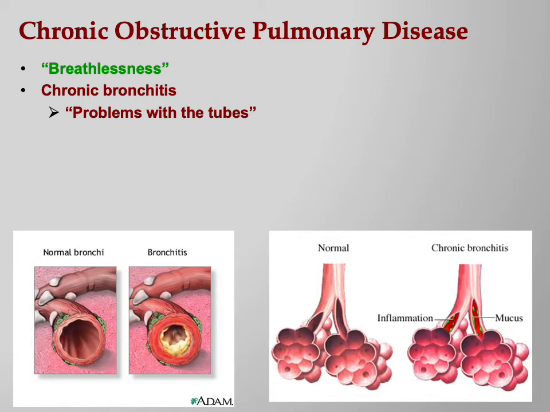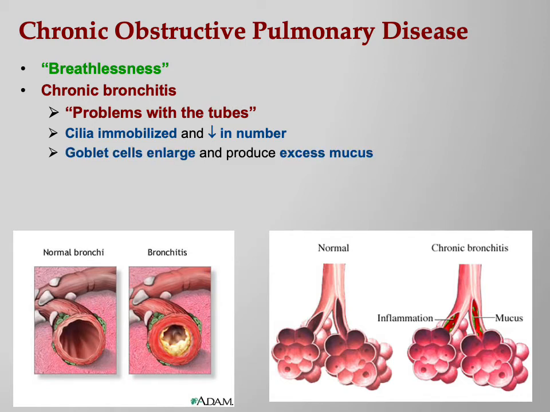Cilia immobilize and decrease in number. All right, so your body loses its ability to compensate for that. So this is bad stuff. Goblet cells enlarge and produce excess mucus. There you see it in that lower left illustration, and in the right one as well. You form a lot of sputum, mucus, and cellular debris.